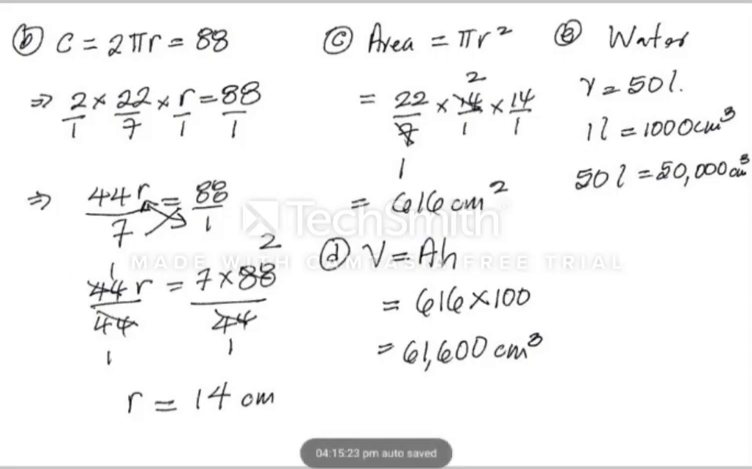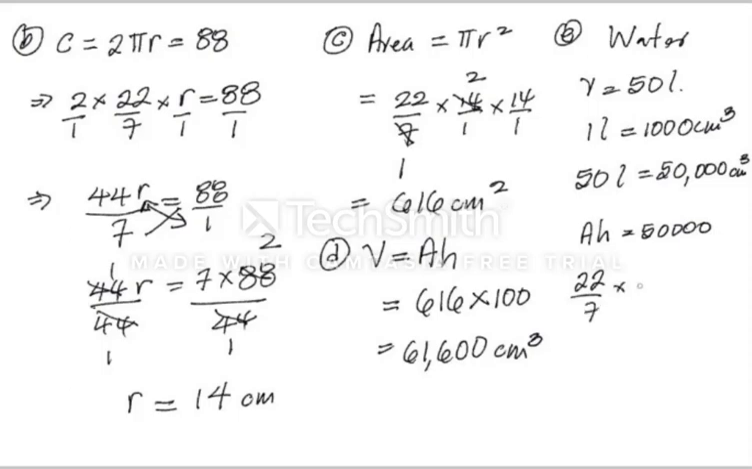What do we know? We know that the water is a cylinder, so the volume of the water, AH, is equal to 50,000. All right, A, which is what? Pi, which is 22 over 7, times radius, which is 14, times 14. As a matter of fact, we don't need to do all of that. We actually did it already. The area has not changed. It is 616H equal to 50,000.